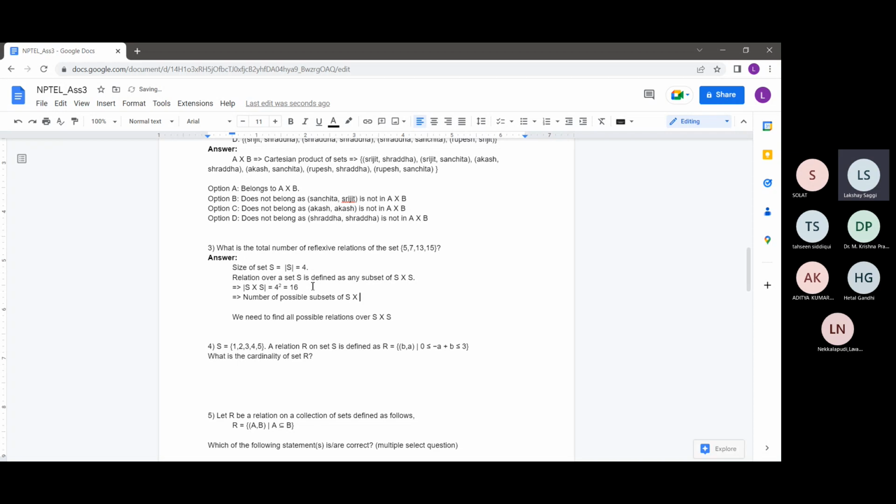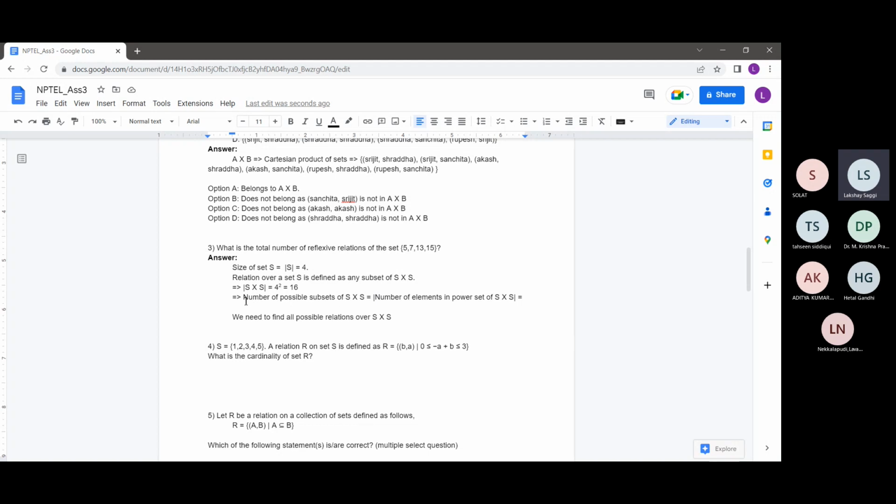of S cross S. So basically, we need to find the number of possible subsets of S cross S. And this can just be written as the number of elements in the power set of S cross S. This is a straightforward step, since the power set is nothing but the collection of all the possible subsets of, let's say, a set X. So for the set S cross S, if we need to find the number of possible subsets, these are just the number of elements in the power set of S cross S.